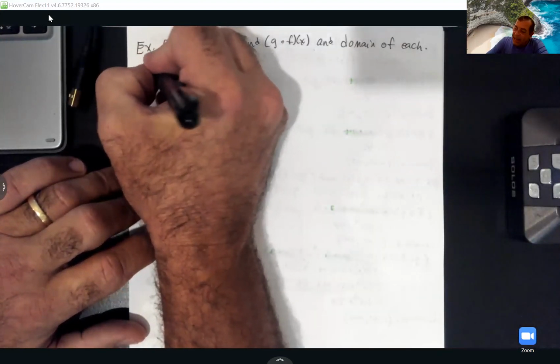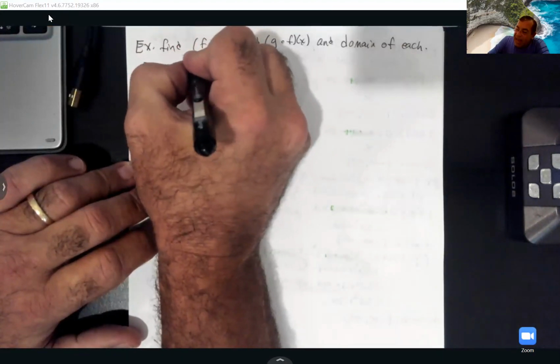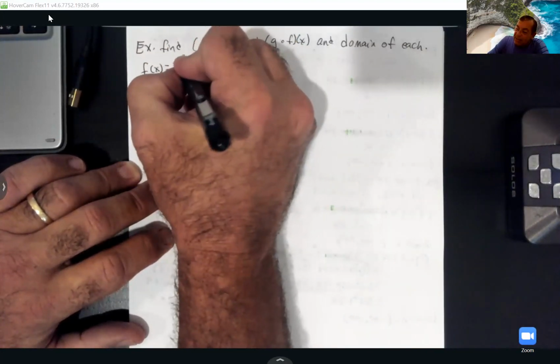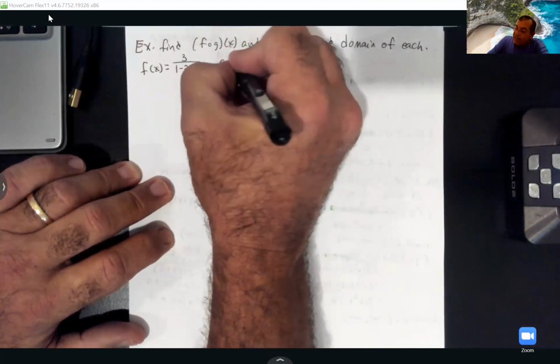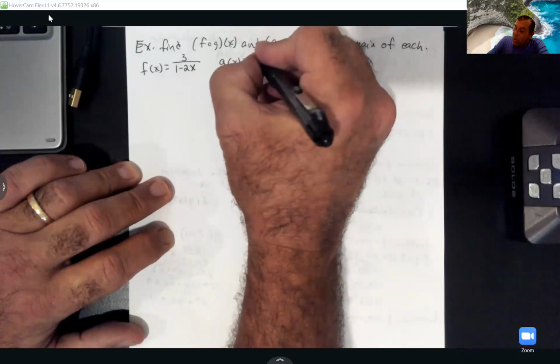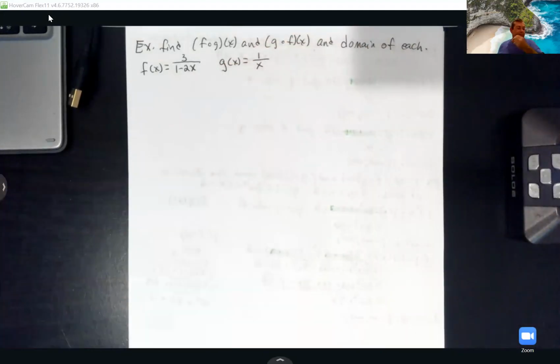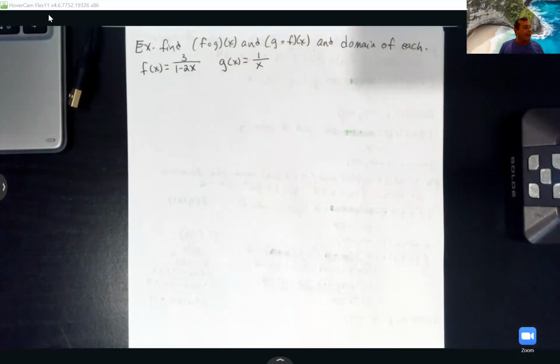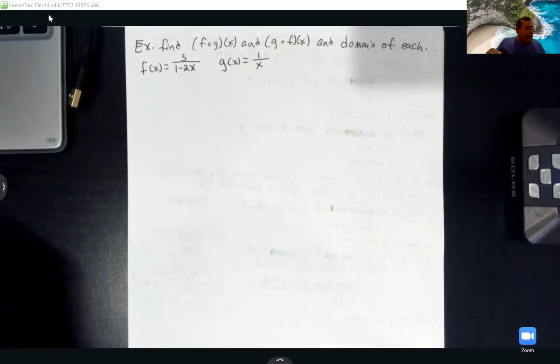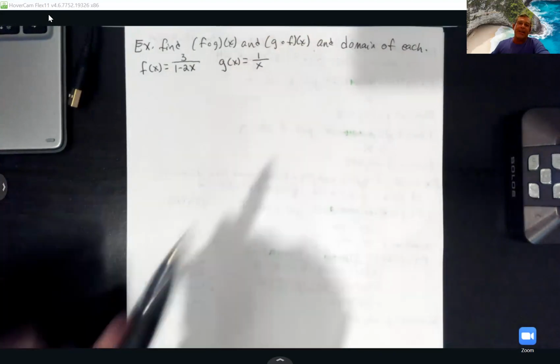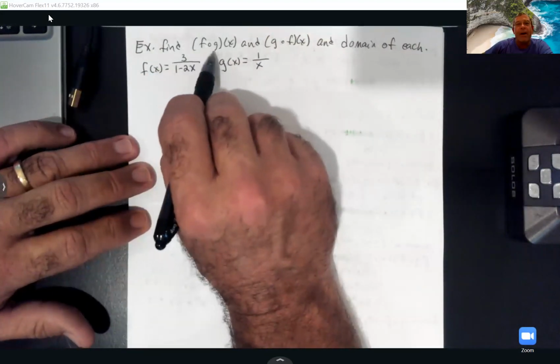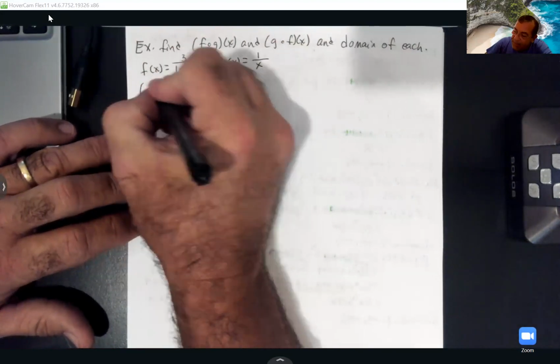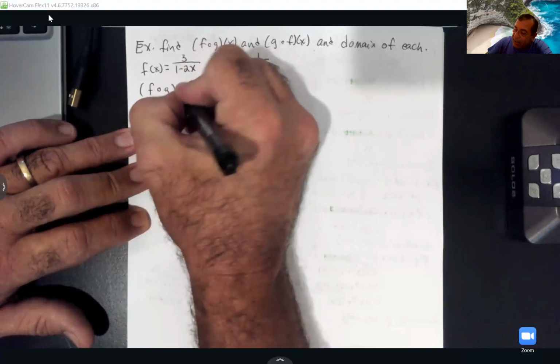All right, y'all, look at this. f of x is going to equal 3 divided by 1 minus 2x. g of x is going to equal 1 divided by x. Let me make sure I got my numbers right. So y'all, guess what? We got two fractions sitting here. So I'm going to start with the f compose g again. So my f compose g of x.